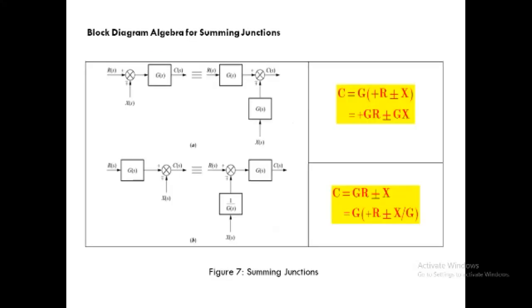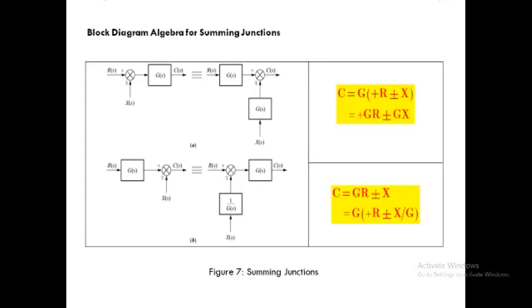So the algebra for this summing junction will be given in the following table. See in the first diagram, R of s and X of s will be added at a summing point. So R of s will be positive and X of s will be positive or negative. Here gain G of s will be provided and C of s will be the output. So it is equivalent to R of s, then gain G of s.